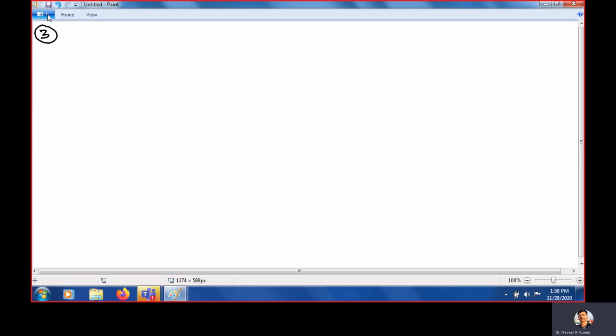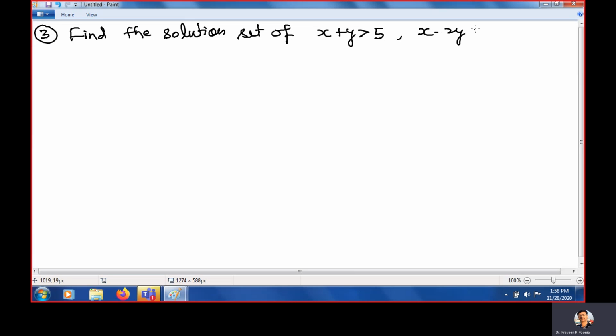So we will take it as example number 3, and it is not different, it is the same. Okay, so let us solve it. Find the solution set of: now there will be two inequalities, x plus y greater than 5, and the other one, x minus 2y less than 2. This is question number 4 on page 65 given in your course material. Okay, so we have chosen this question.